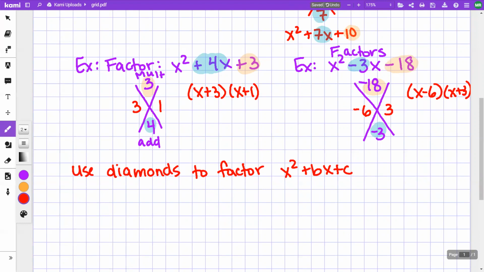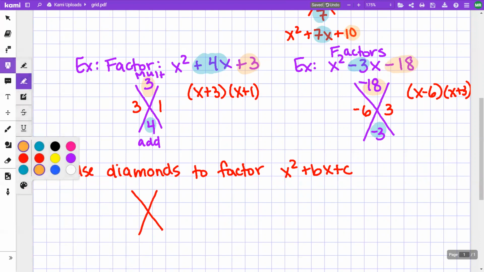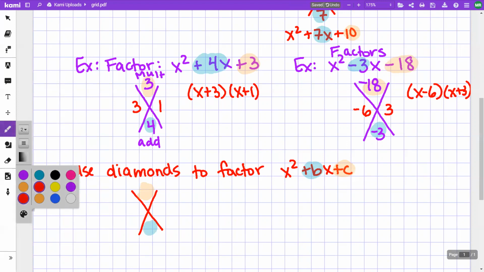And so when you're trying to figure out what you're factoring, you're going to put the c, whatever this constant is here, and this b is going to go here. So we would put the c here and the b here. We're trying to figure out what would multiply to this and add to this. That's how we're going to factor them.